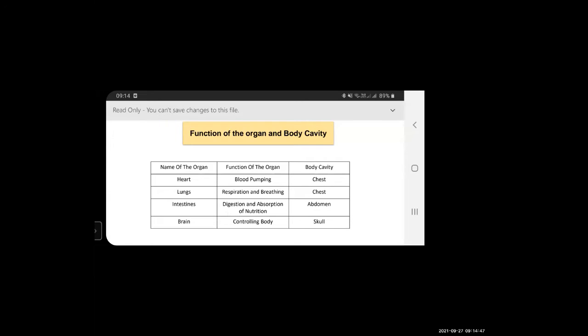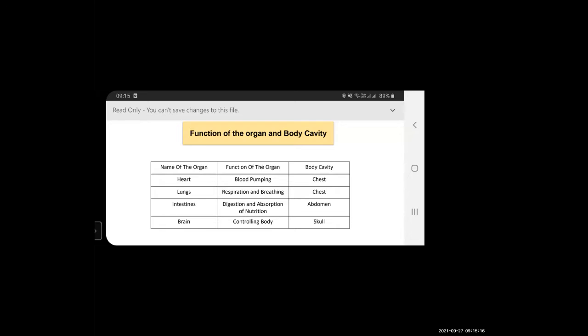Then we have two intestines, the large intestine and the small intestine. What is the use of the large and small intestine? They are used for digestion and absorption of nutrition. Before that, I asked you about nutrition and diet, children. So it is in the body cavity of the abdomen, right?